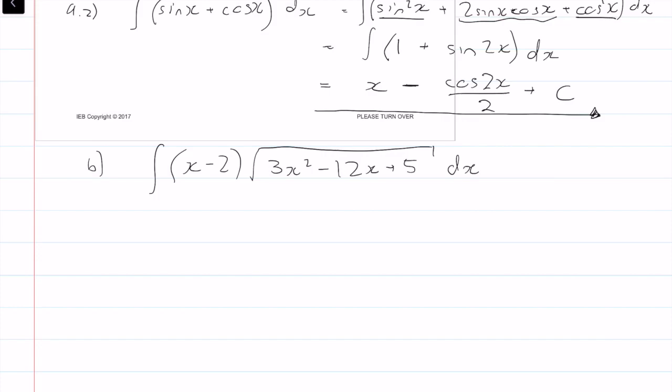Basically, we can use this when we can see that the derivative of something, in this case the inside of this, gives us our x's. So the derivative of x² gives us an x, and the derivative of x gives us a constant, which is what we need here. So often then we can use u substitutions.